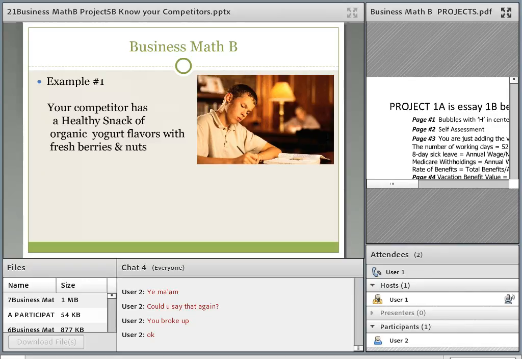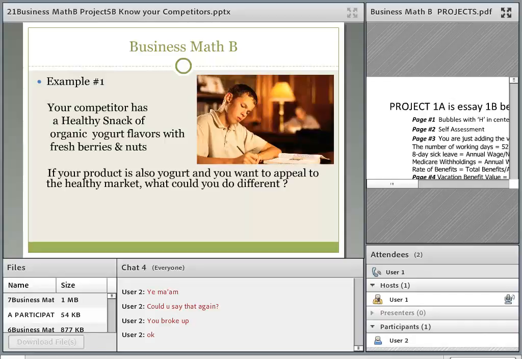I want to give you an example that you could relate to since you've already started working on building your own product in your projects 3B, 4B, and 5B. So the example I'm going to use is a competitor that also has a healthy snack of organic yogurt flavors with fresh berries and nuts. So you already know this competitor exists. In fact, there's one right down the street from where you live. And you know they're all over the valley popping up. You can even think of the names of some of them and what they look like and how they're set up and what they offer.